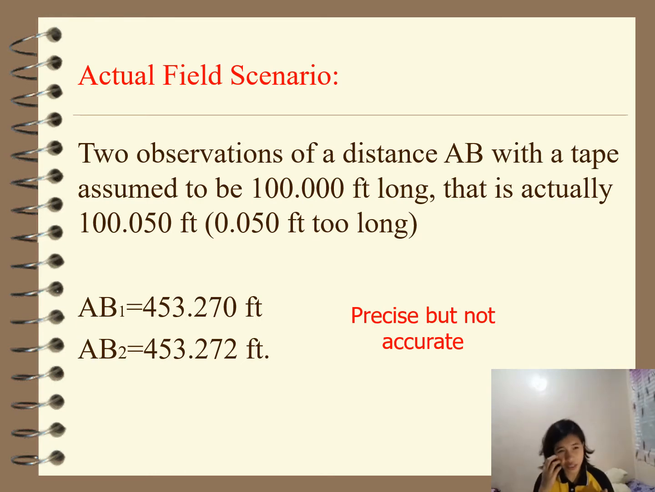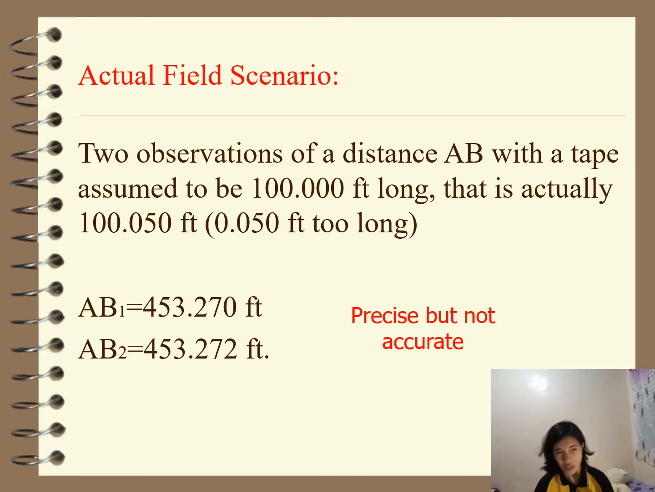So this is precise and accurate measurement. Now this is an actual field scenario in which there is an observation of the distance AB with unknown length, gumagamit siya ng tape which measures 100 feet long, which actually has an error of being too long by 0.050. So in actual, yung length pala ng tape is 100.050. So, may error na yung tape na ginagamit. At first measurement, 453.27 yung kanyang nakuhang length ni AB. For the second measurement, we have 453.272 feet yung nakuha niyang measurement.